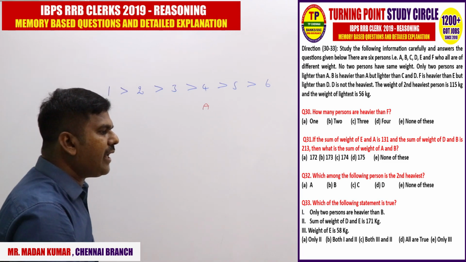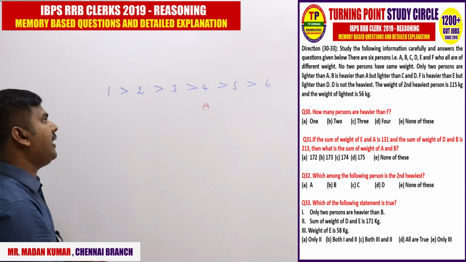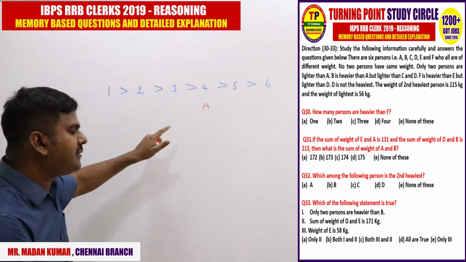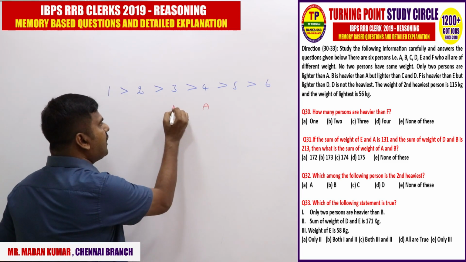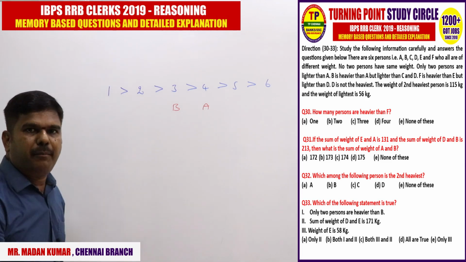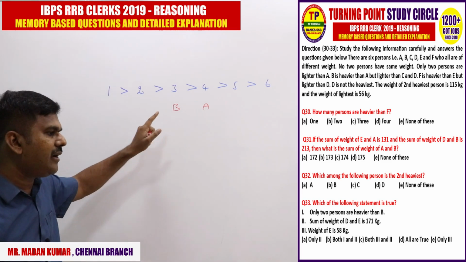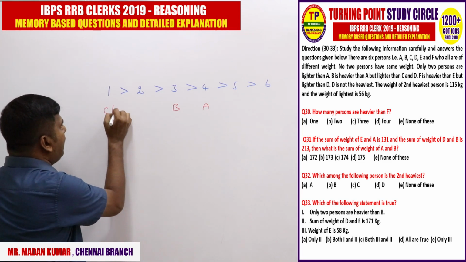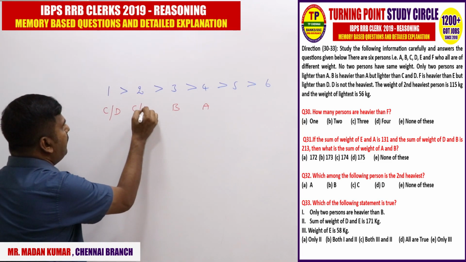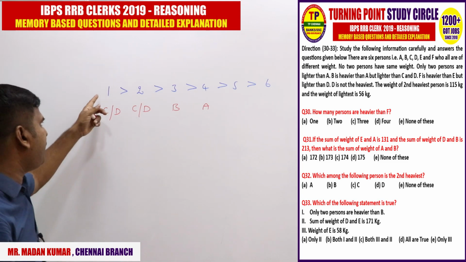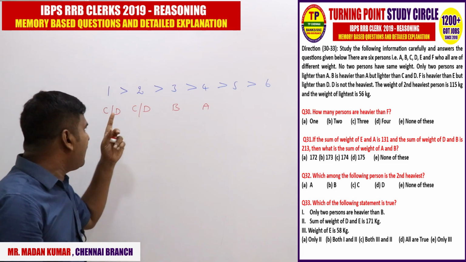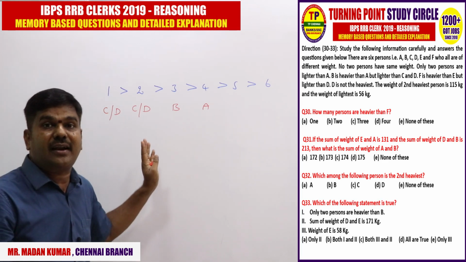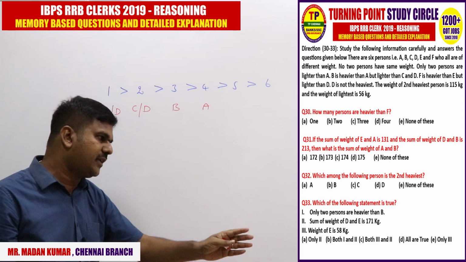B is heavier than A but lighter than C and D. So B's position is also confirmed. B must be third, but B is lighter than C, D. So C can be either first position or second position, and D can be either first position or second position, right? These positions are confirmed as of now.